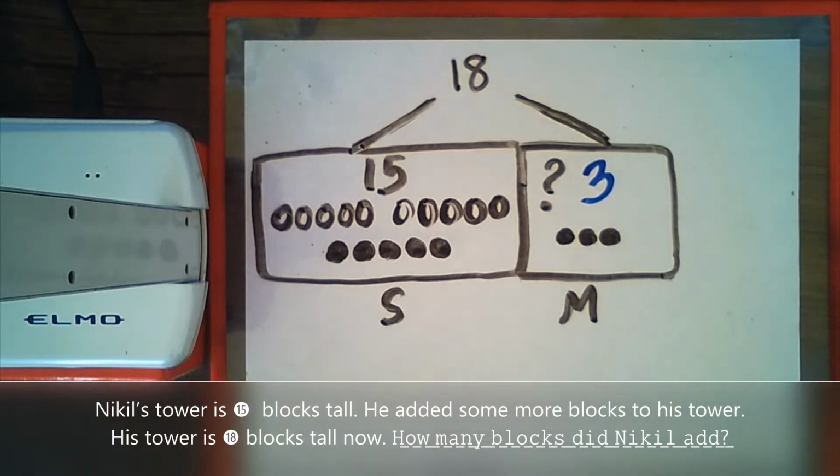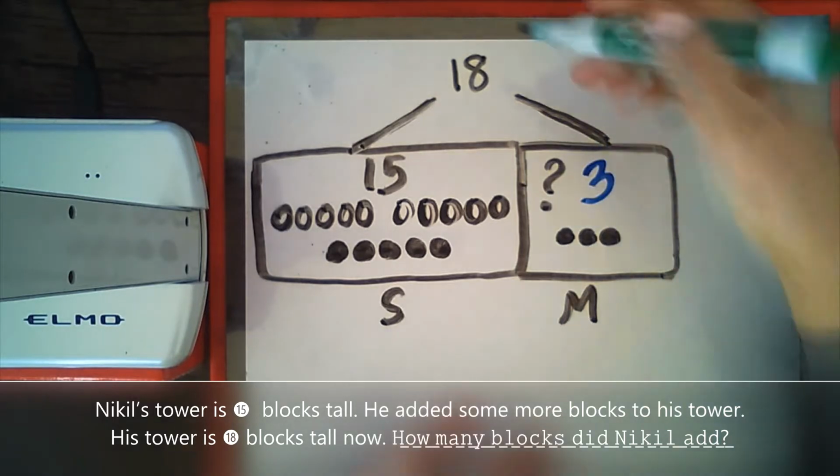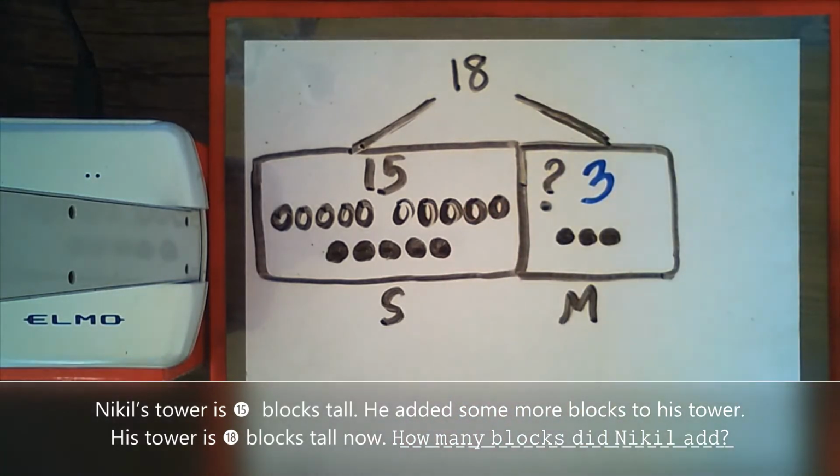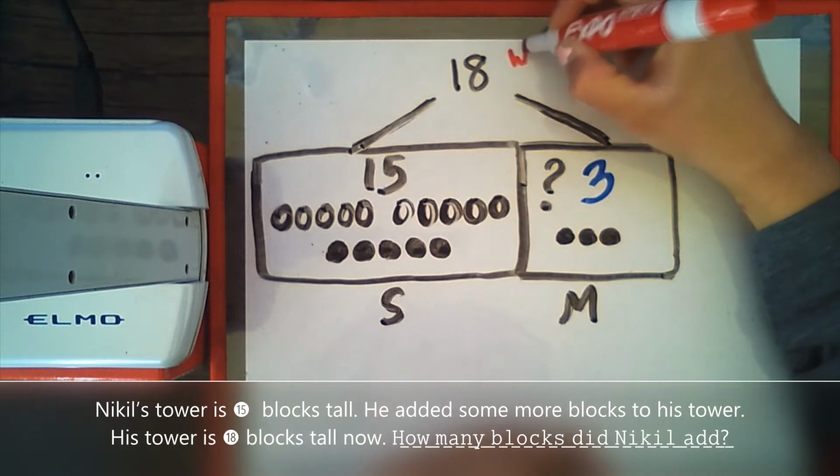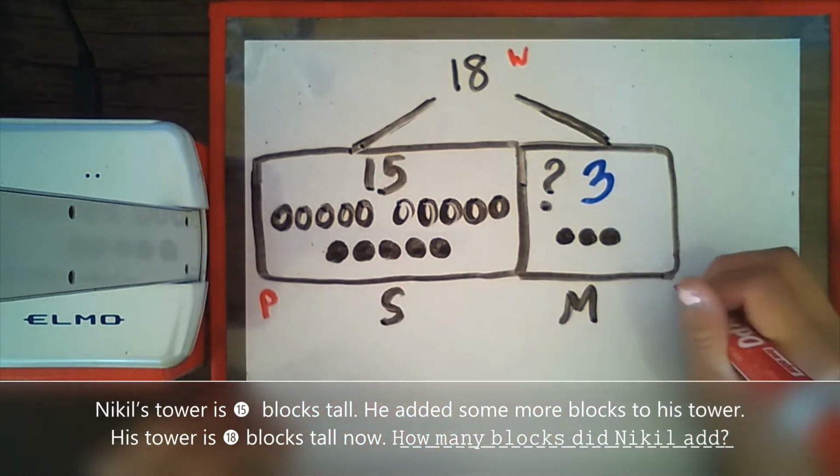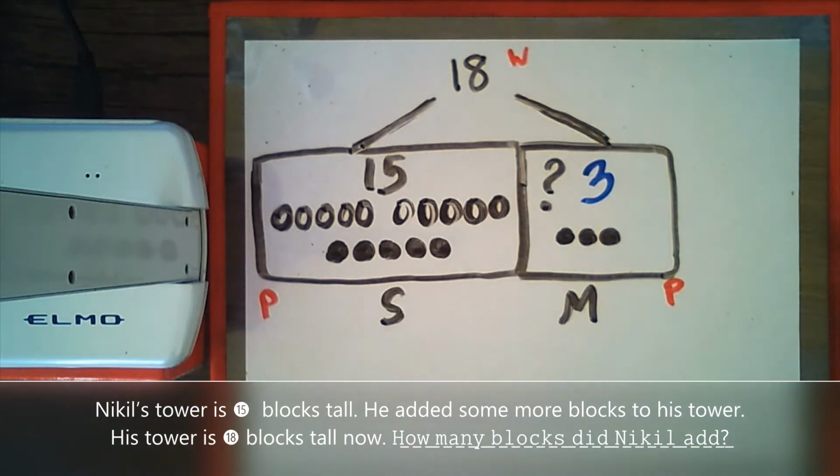And my friends, Miss X didn't do this, but you guys should do this. It's super important to do this. We should label our whole, whoa, my pen doesn't work. We should label our whole and our parts, so we know exactly what it is that we're keeping track of. So we know that what he started with is a part. We know that how many more he added was a part. And we know that by the end he had 18, which is his whole. And our solution is 3. Now let's put that into a sentence.